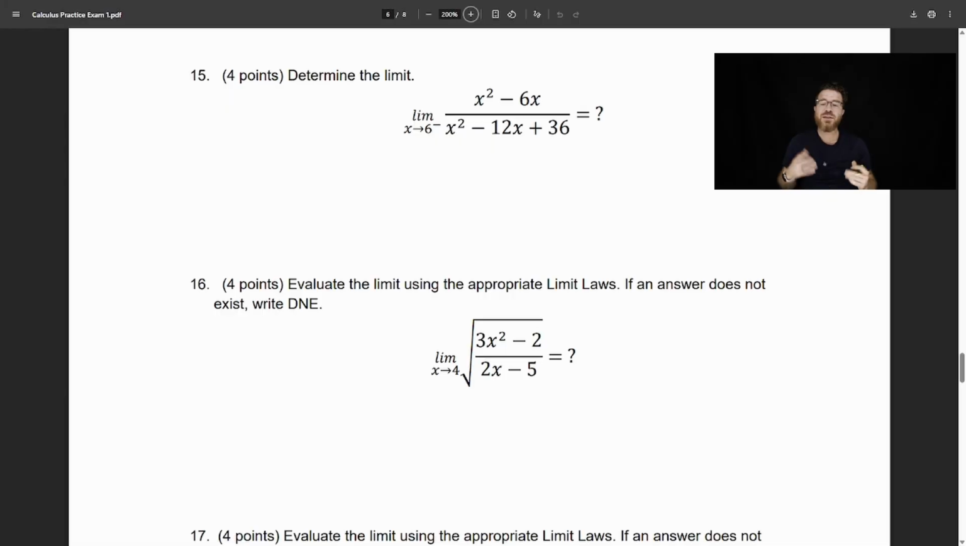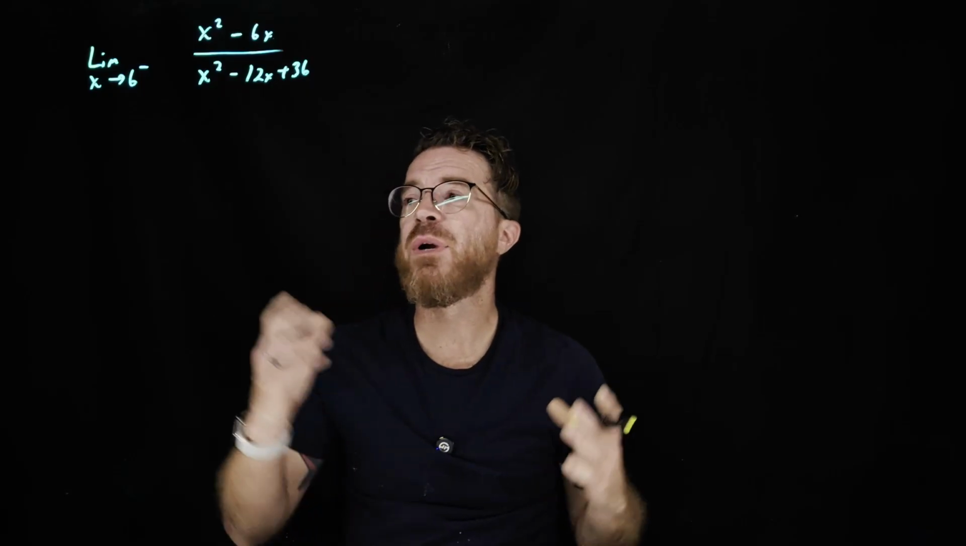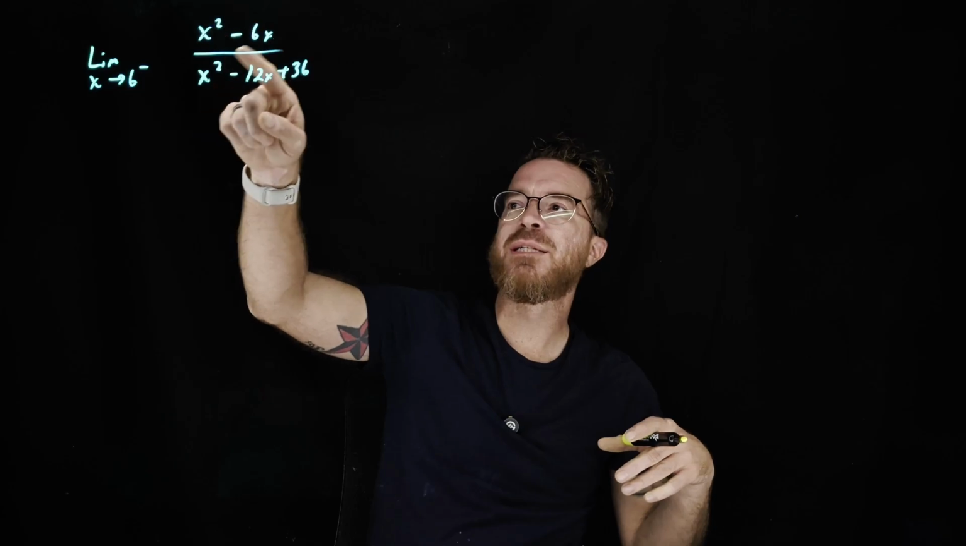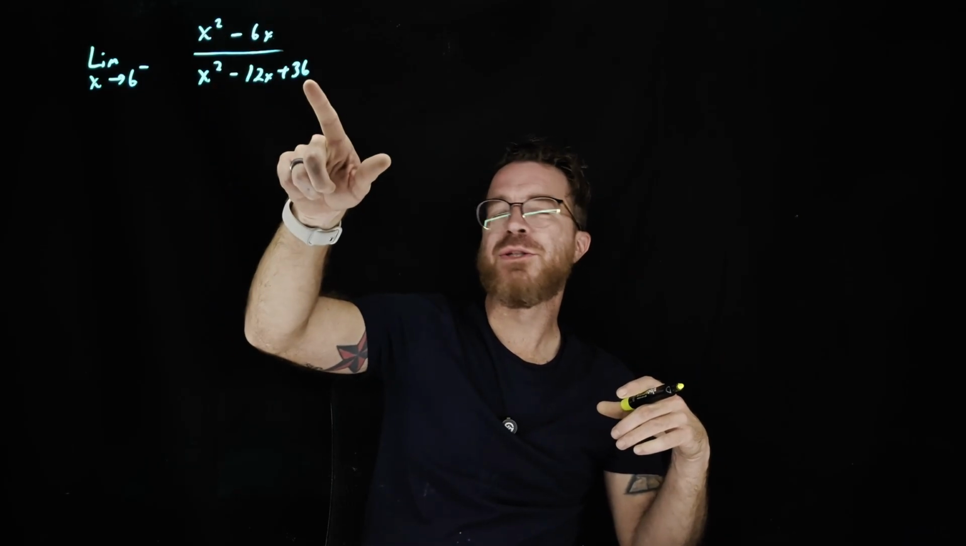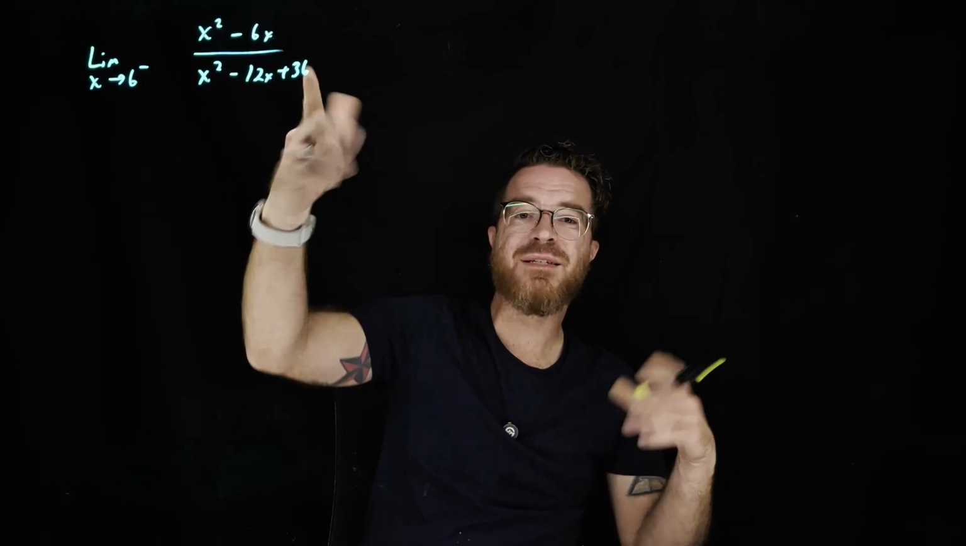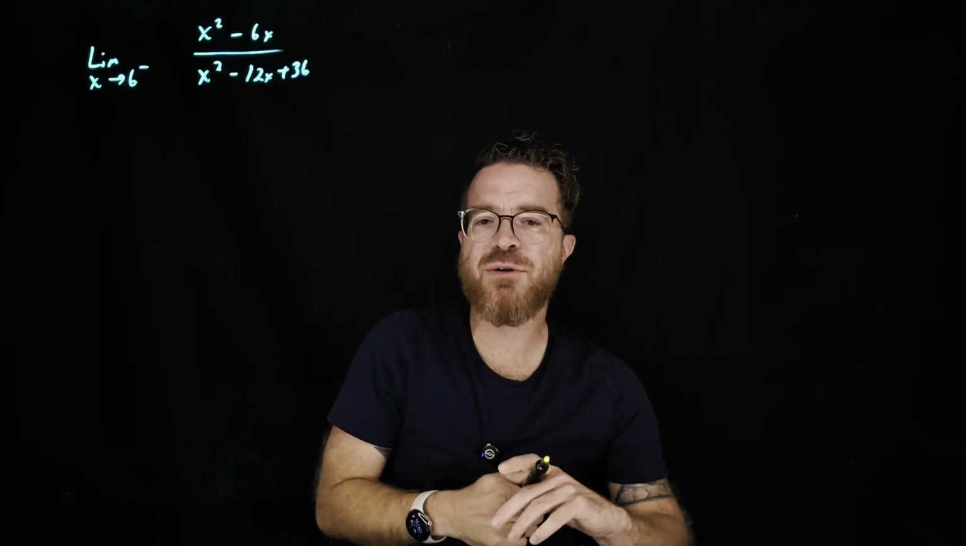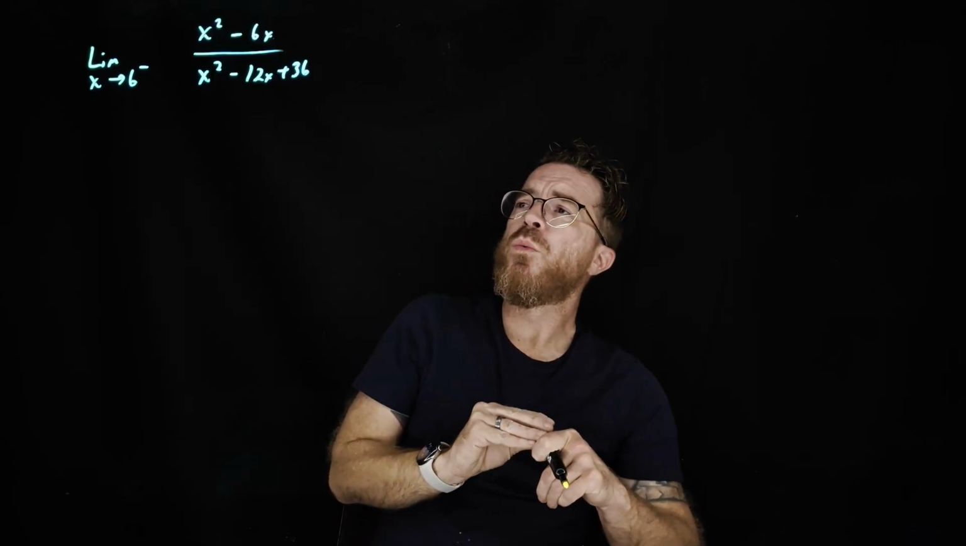and what you're approaching from that specific side. For our next limit, we're taking the limit as x approaches 6 from the left, and we have x squared minus 6x divided by x squared minus 12x plus 36. If we were to try to plug this in to evaluate what's going to happen, well, this is going to become 36 minus 6 times 6 is 36, get 0, divided by 36, plus 36 is 72, minus 12 times 6 is 72, minus 72, so this becomes 0 over 0. It's indeterminate. So what do we do now?